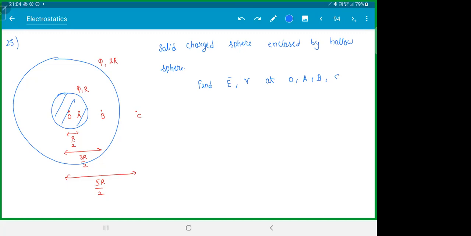You have 4 minutes, 1 minute for each. Find the field and potential. So total 8 questions these are, at O, A, B, C. O is the center. OA is R by 2, OB is 3R by 2, OC is 5R by 2. It's a solid charged sphere enclosed by a hollow sphere. Anyone confused with the question? Please ask.